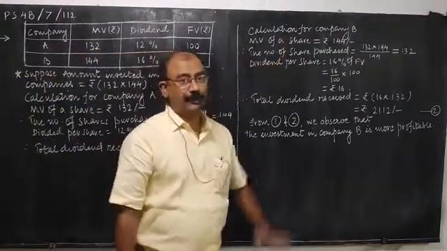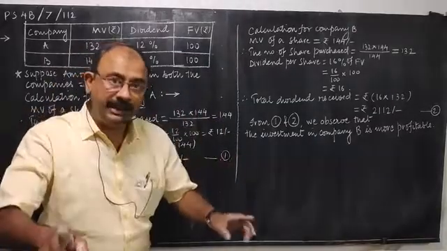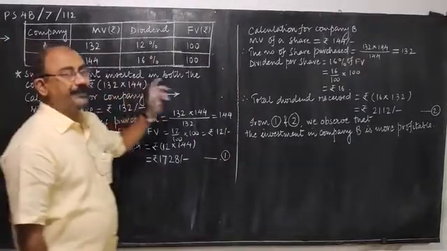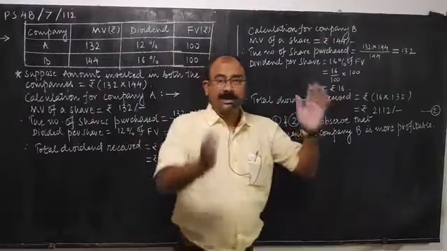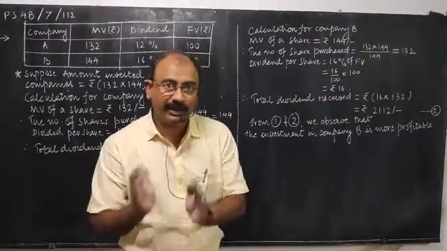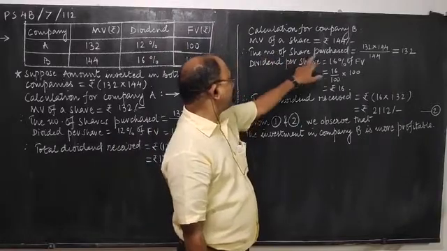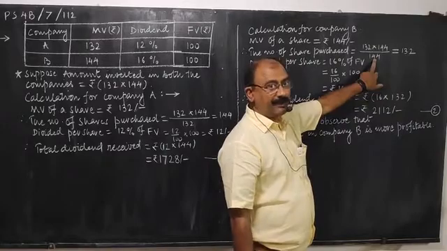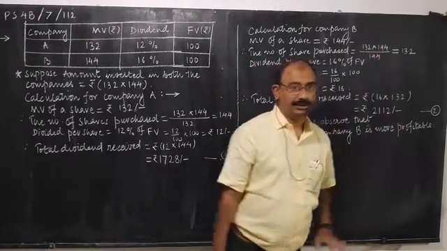Calculation for company B. The amount invested in the second company is also the same. Same amount is invested. Now the market value of the share is 144. So much money is invested and the cost of one share is this much, so how many shares will we get? The number of shares purchased: that much money invested and market value of one is 144, 144 cancels, you get 132 shares.